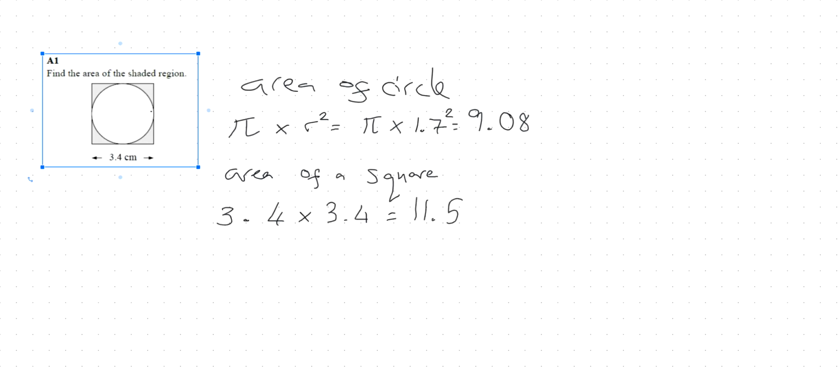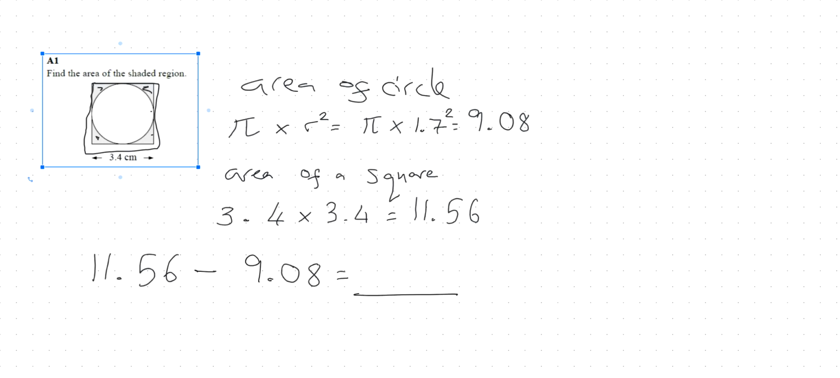That gives me 11.56. Because I now want a shaded region, I only want these corner pieces. So I'm going to take my area of the square and cut out the area of the circle. So my final calculation is the area of the square take away the area of that circle, and that will leave me with what is left. So 11.56 subtract 9.08 equals 2.48, so my area of that shaded region is 2.48 centimeters squared.